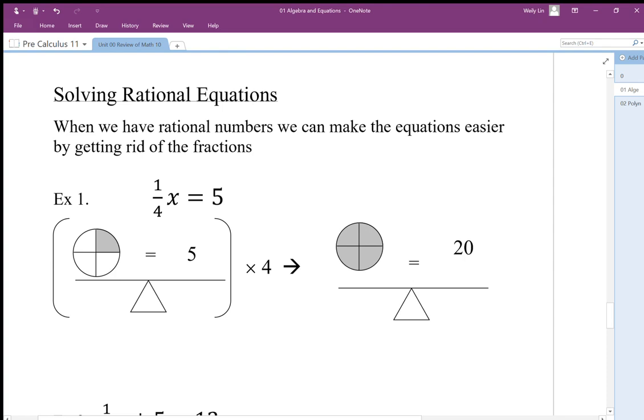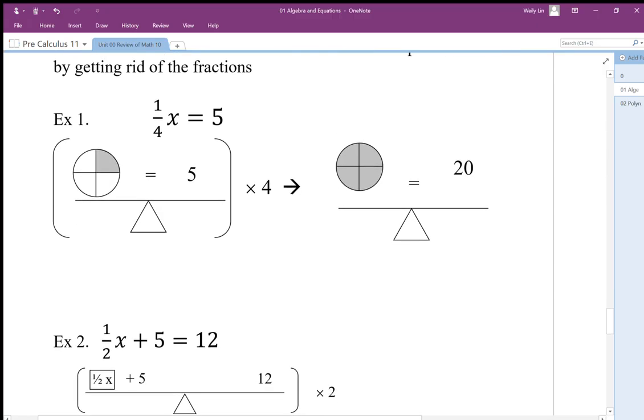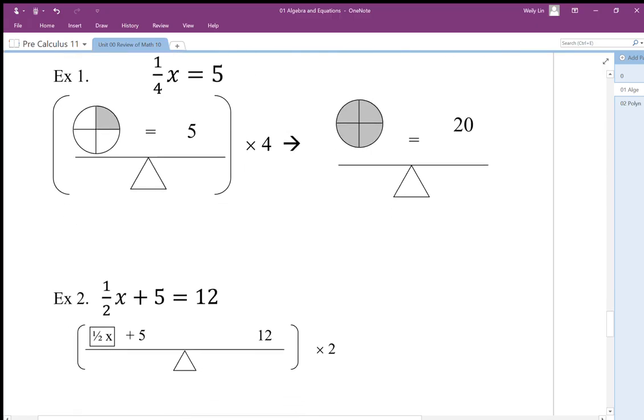So when we have a rational equation or equations with fractions, basically we want to get rid of the divide. And we can get rid of divide by multiplication. So if I have a quarter of an x, so that circle represents a whole x, and that balance is 5. If I make it 4 times bigger, I can have a whole x here. As long as I make the other side 4 times bigger, it will remain balanced. So I get x equals 20.